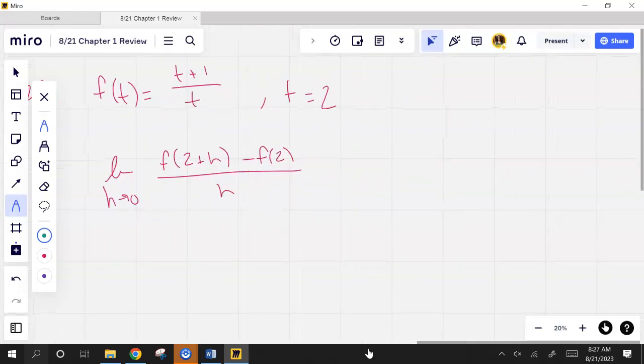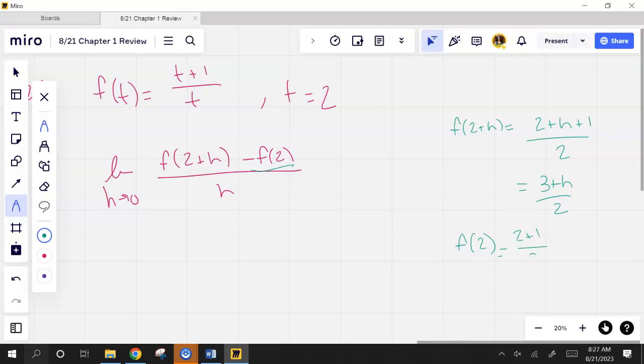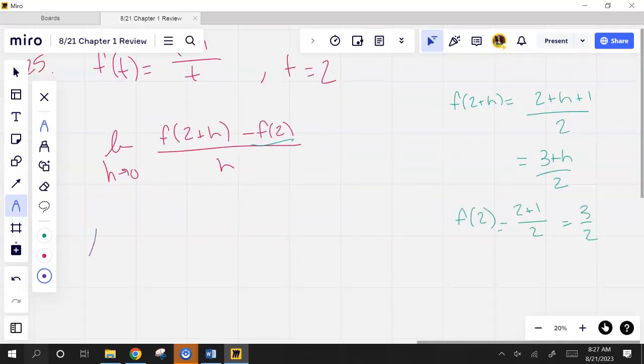If you'd like to come off to the side, come off to the side. f of 2 plus h is 2 plus h plus 1 over 2, which is 3 plus h over 2. Y'all okay there? f of 2 would be 2 plus 1 over 2, which is 3 over 2. Okay there. Let's plug her in. The limit as h goes to 0 of 3 plus h over 2 minus 3 over 2. Everybody goes over h.